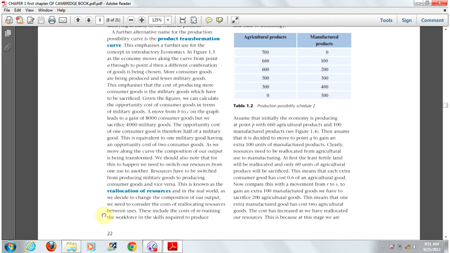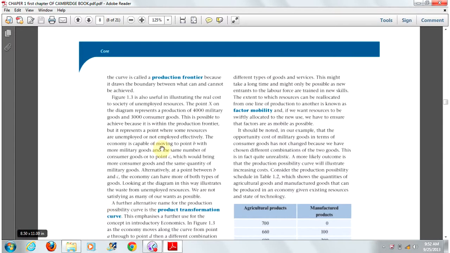This might take a long time and might only be possible as new entrants to the labor force are trained in new skills. The extent to which resources can be reallocated from one line of production to another is known as factor mobility. And if we want resources to be swiftly allocated to the new use, we have to ensure that the factors are as mobile as possible.